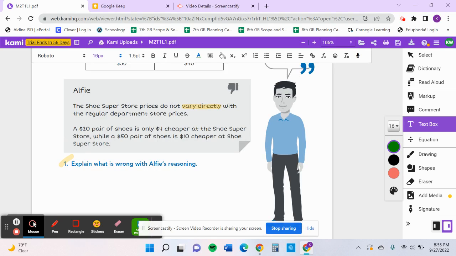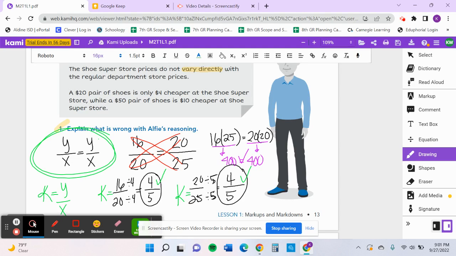Number one, we are explaining what is wrong with Alfie's reasoning. So obviously Alfie is wrong. Go ahead and pause the video here, read what Alfie has to say, and explain why he is wrong. Now let's check our answer.